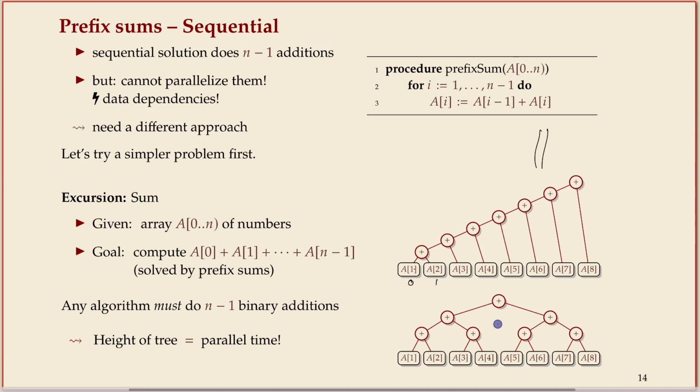Of course, I can do better. If I want to minimize the height, I can use a more balanced tree. And now instead of 1, 2, 3, 4, 5, 6, 7 steps that all have to wait for the previous one, I just have height 3. So can we somehow use that also for the prefix sum problem?